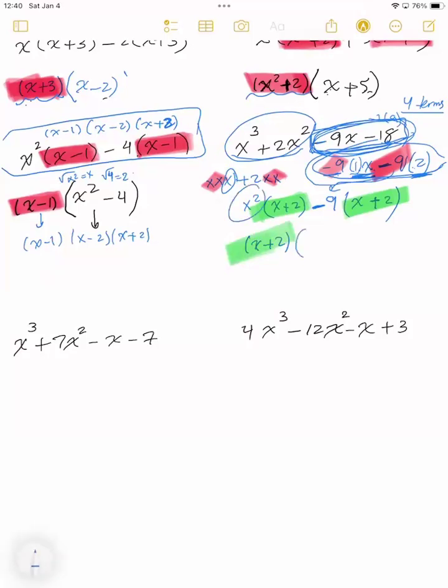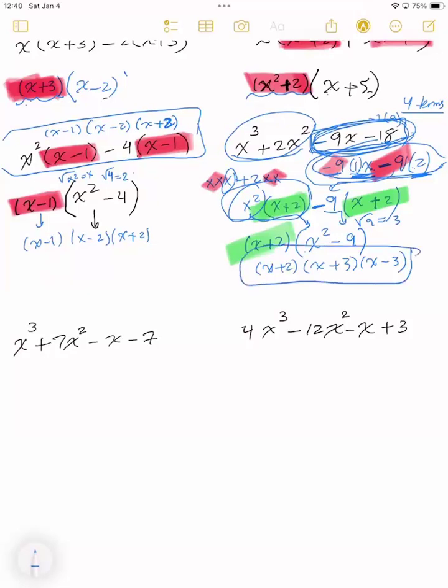And then I'm left with x to the power 2 minus 9, x to the power 2 from the first term, and negative 9 from the second term. And x to the power 2 minus 9 itself can be written as x plus 3 times x minus 3, because the square root of 9 is 3. So that is the difference of two squares. You can factor it one more time, and this is what we get. So this is the answer to this problem.